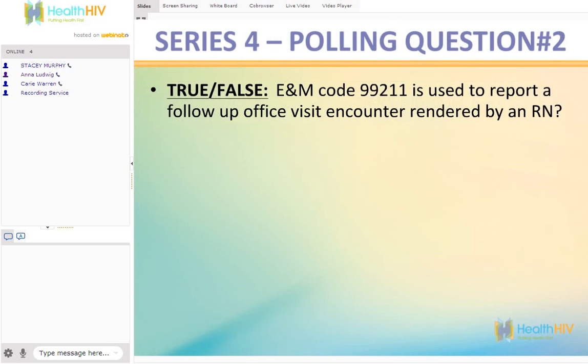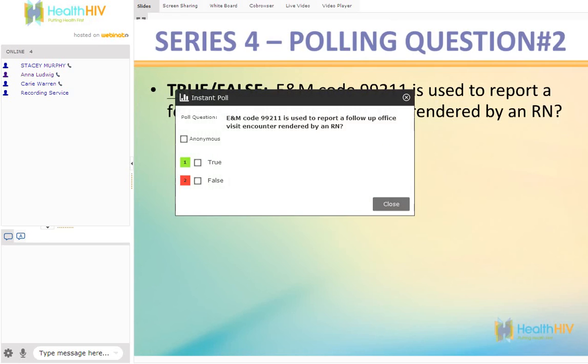Let's recap really quickly. This is a true-false. E&M code 99211 is used to report a follow-up office visit encounter rendered by an RN. The question is asking if this code is appropriate for a nurse visit. Please cast your vote.